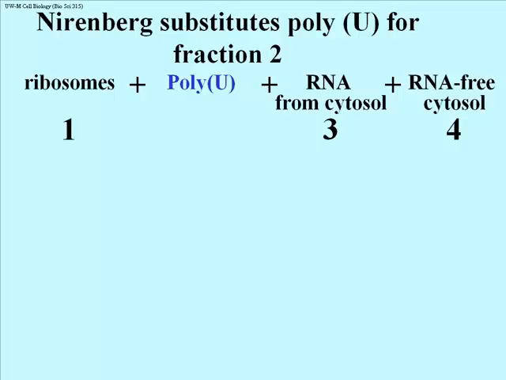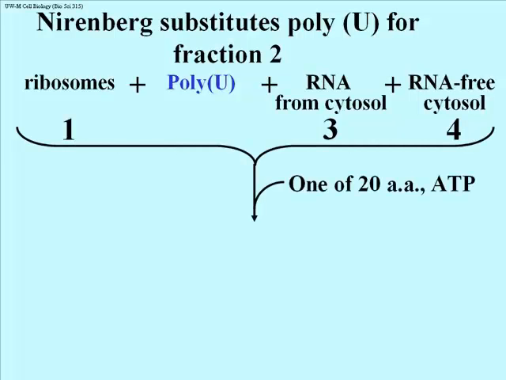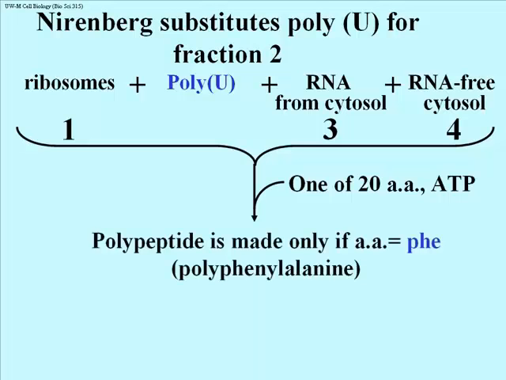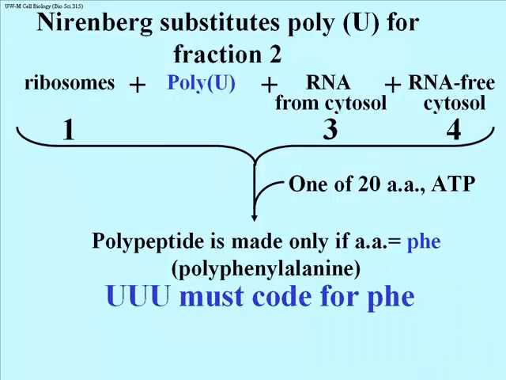So now he added back ribosomes, fraction 1, RNA from the cytosol, fraction 3, RNA-free cytosol, fraction 4, and poly-U. And one by one, in what amounts to 20 separate experiments, he threw in one of the amino acids and ATP. A polypeptide was indeed synthesized, but only when one amino acid was added, and that was phenylalanine. If the amino acid was phenylalanine, he made polyphenylalanine in this system, from which he concluded that the triplet code word UUU must code for phenylalanine.